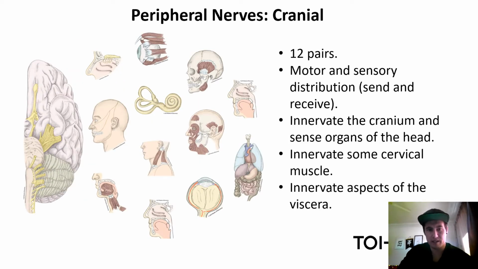Okay, so now we're going to look at the different peripheral nerves in different regions. Peripheral meaning not the brain and spinal cord, so all of the messages that branch off the central nervous system. We have 12 pairs, motor and sensory distribution, so both sending and receiving. These innervate the cranium and sense organs of the head. They innervate some cervical muscles, so cervical meaning around here, that's cervical region, C1 to C5. And then they also innervate aspects of the viscera, so some of that deeper tissue.